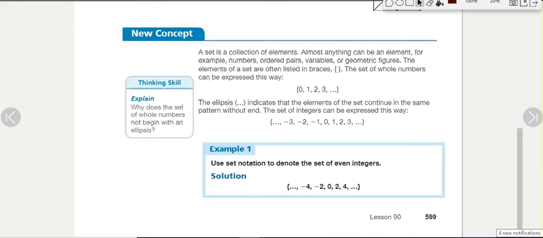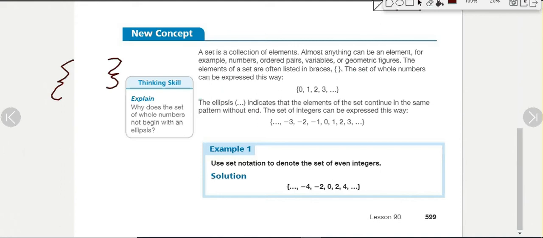Sets today. In lesson 90, we're learning about sets. A set is a collection of elements. Almost anything can be an element, for example, numbers, ordered pairs, variables, geometric figures. Elements listed in a set are put in braces, which are the funny lines like this.